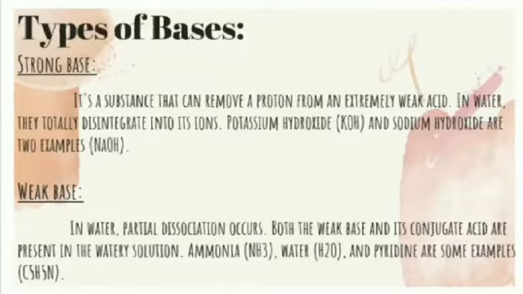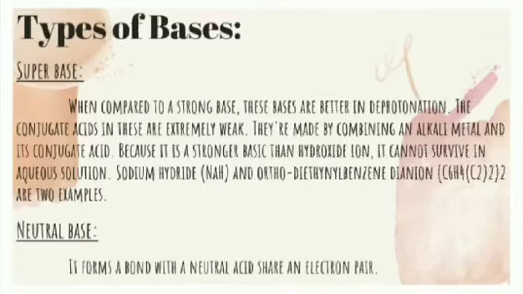Types of bases. A strong base is a substance that can remove a proton from an extremely weak acid. In water, they totally disintegrate into their ions. Potassium hydroxide, KOH, and sodium hydroxide, NaOH, are two examples. Super base. When compared to a strong base, these bases are better at deprotonation.